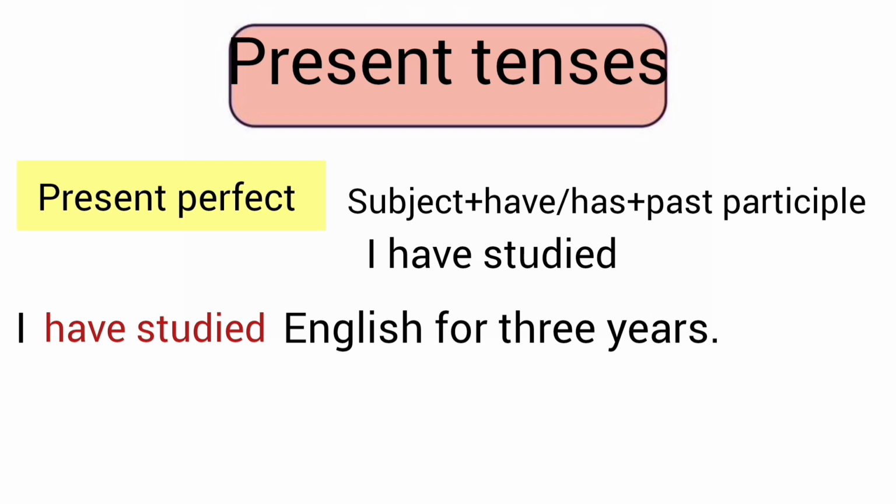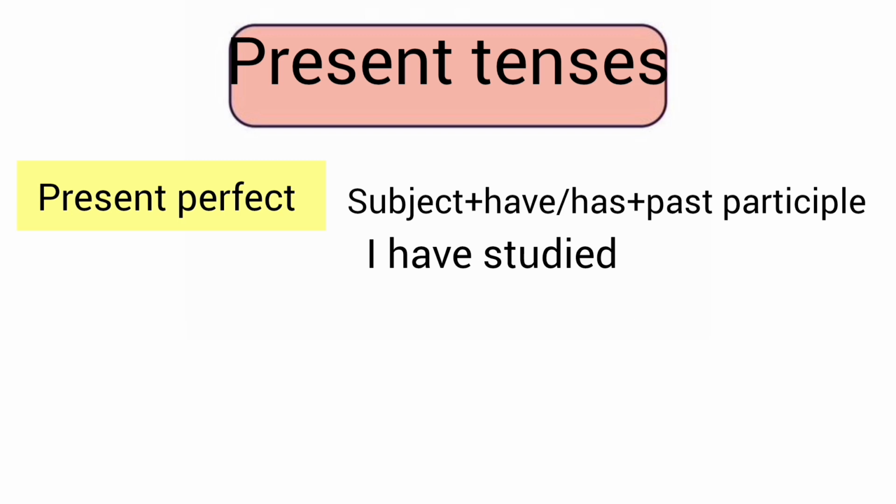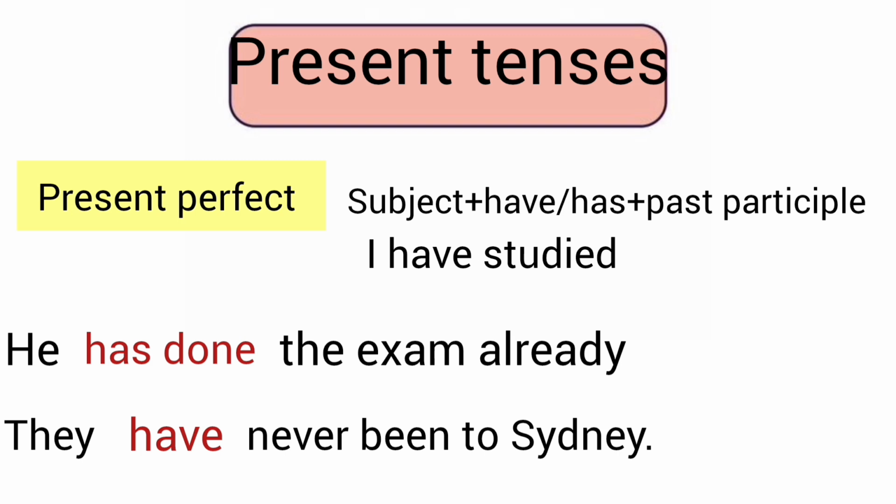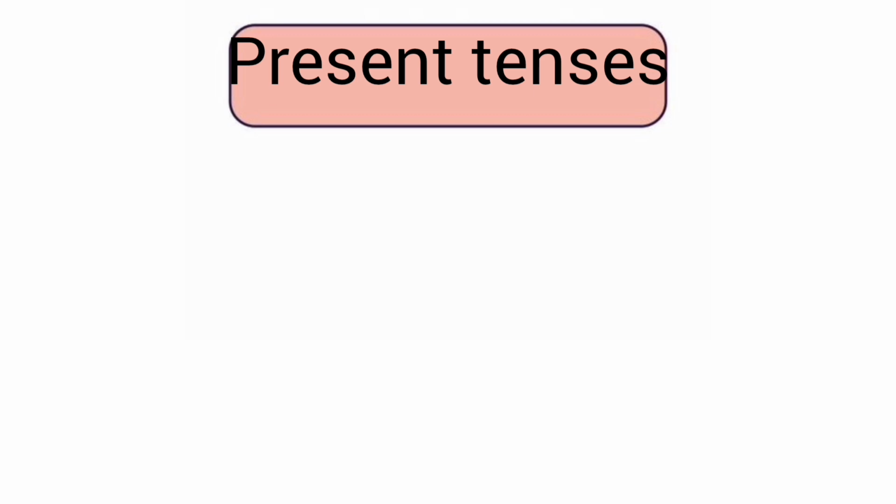It's my experience. And we often use present perfect to talk about someone's experience or lack of experience. For example, he has done the exam already. So he has the experience. They have never been to Sydney. Lack of experience. We are using the past experience to describe the subject now. That's why it's a present tense.